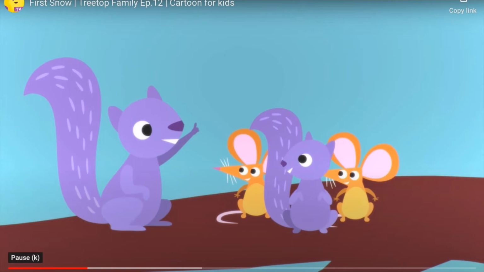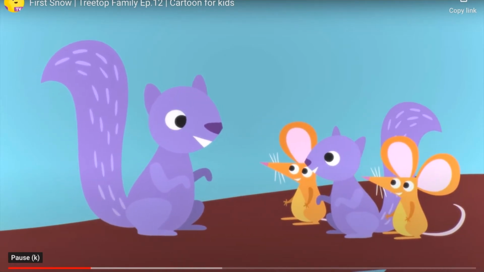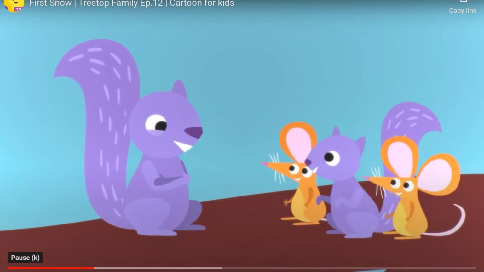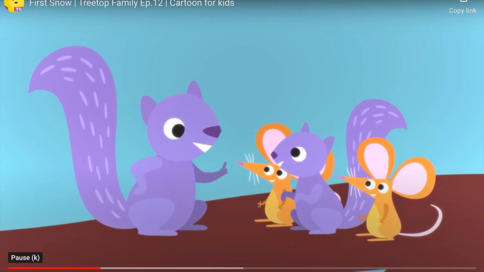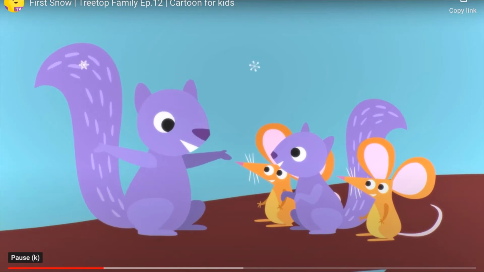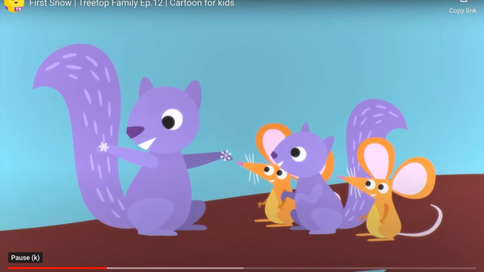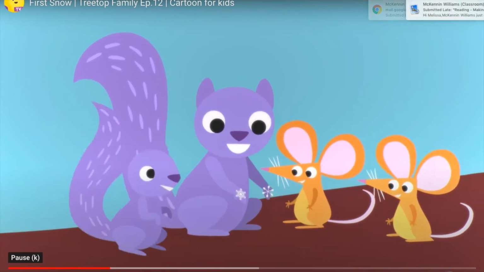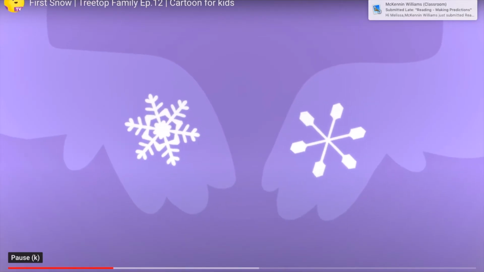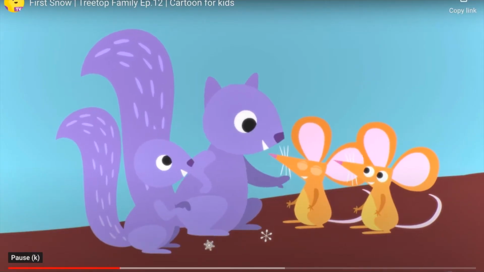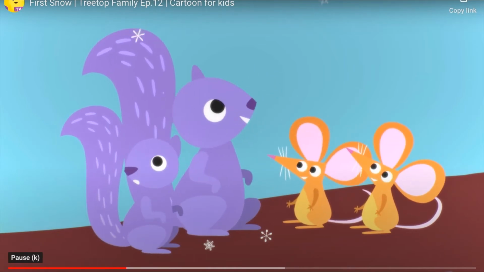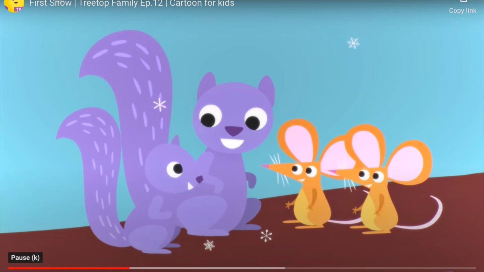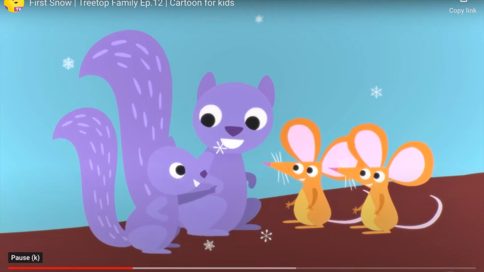Those are snowflakes. When it gets really cold in winter, snowflakes will fall from the sky. And the magical thing about snowflakes is that each one is different. No two are alike. Each and every snowflake is special and unique, just like you, and you, and you. Here come more snowflakes. Let's tell our sparrow friends.